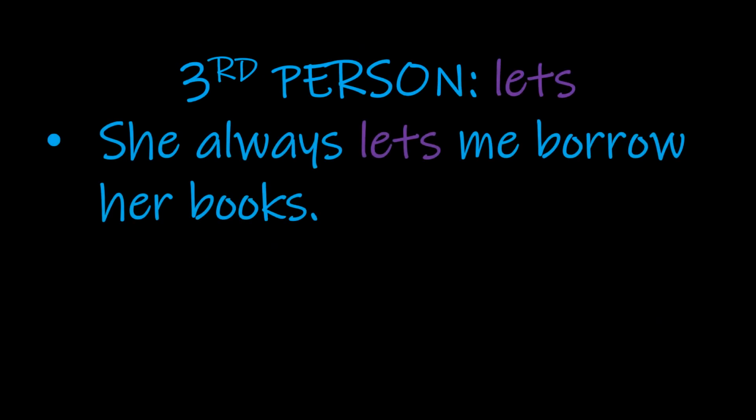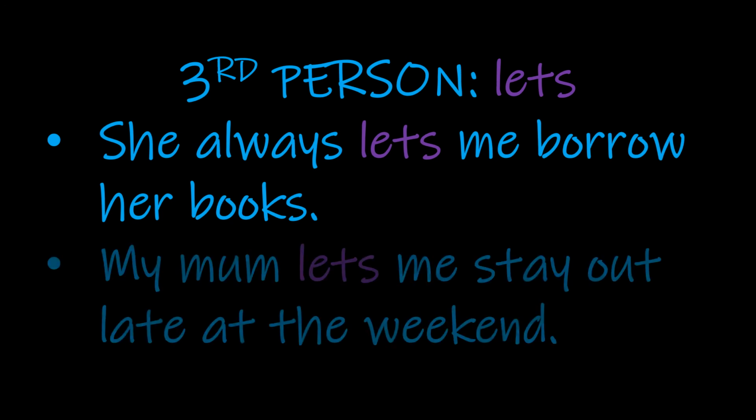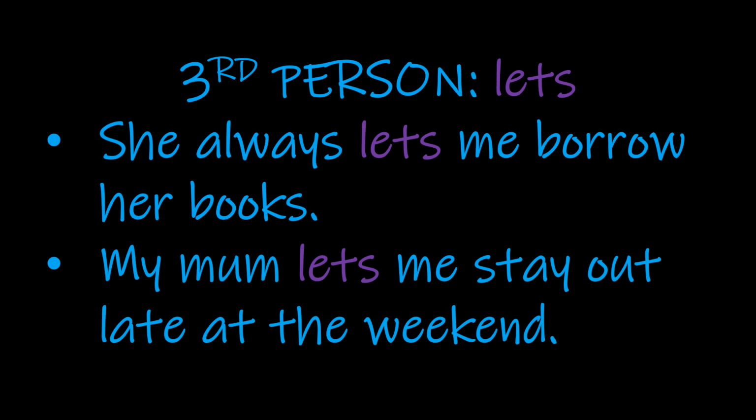And our third person lets then. She always lets me borrow her books. My mum lets me stay out late at the weekend. So in both of these cases, what we're looking at is the use of let to mean allow or permit. And in the first example, it arrives with that word always. So we get this feeling of repeated action. My mum lets me stay out late at the weekend. Again, this isn't fixed anywhere particular in time, it's just something that happens.